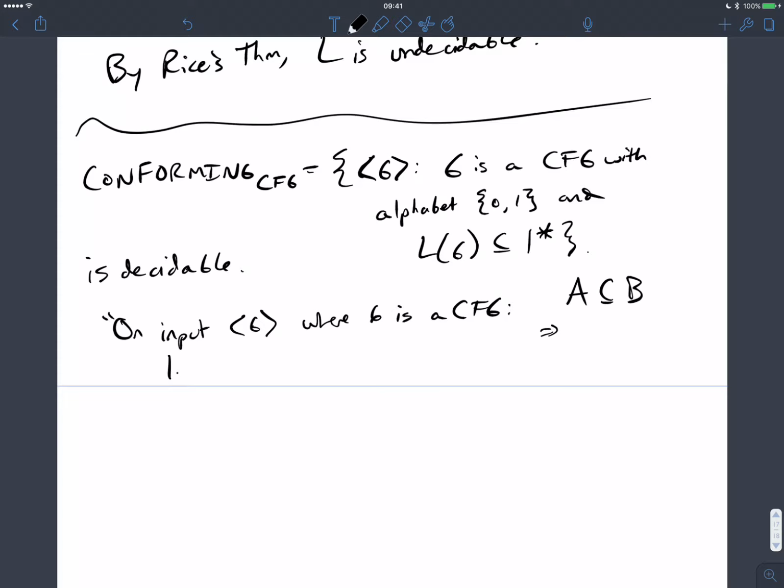So, A intersect B complement. And what do I better hope that be? Empty. Okay, well, let's see. What is a context-free language intersect a regular language?